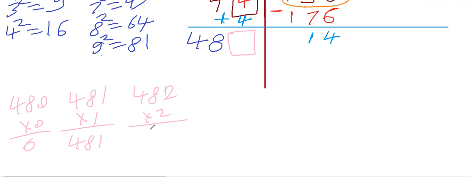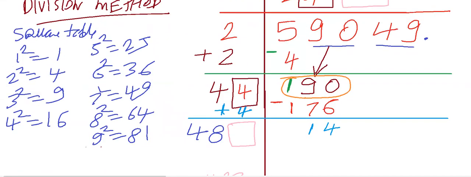482 into 2, you will get 964. Then you will do 483 into 3. 483 into 3, you will get 1449. Right? So before that, I skipped one thing. You have to bring this 49 down. Okay? You have to bring this 49 down, and then you have to add. When you add, you will get 48.